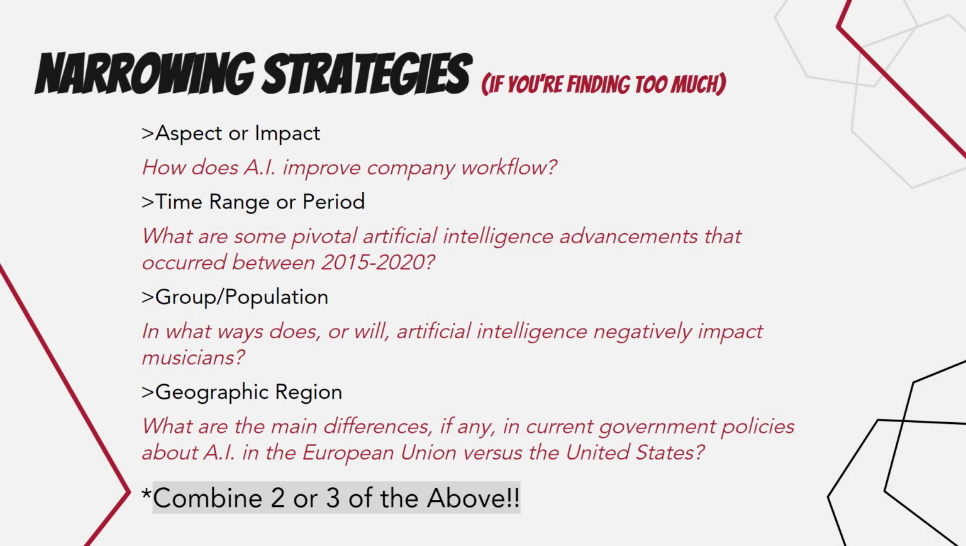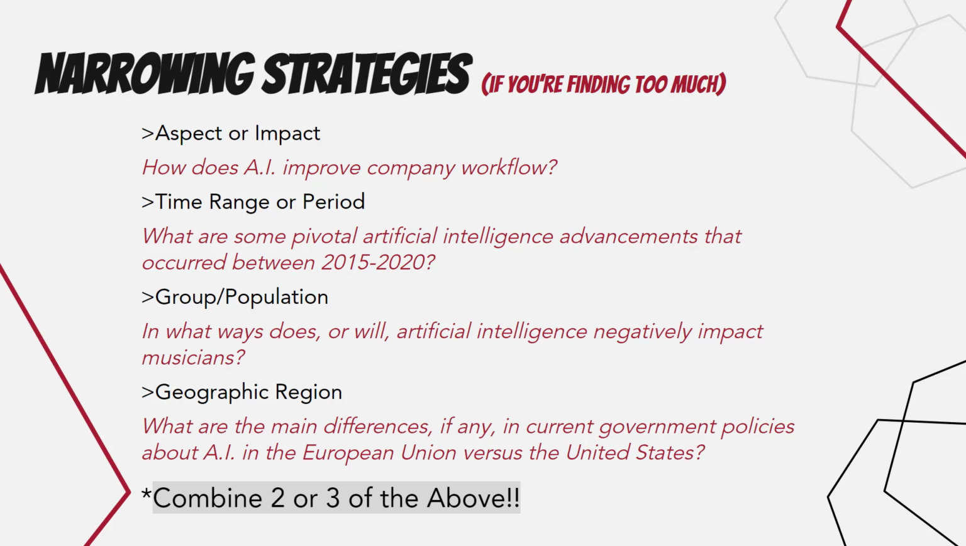You can narrow your topic by considering some of the following, and I'm going to use my example of a broad topic of artificial intelligence to illustrate each concept. So one thing you might consider is whether there's a specific aspect or impact area you can examine. For instance, how does AI impact a company's workflow? Or you might consider whether there's a specific time range you're interested in. For example, what pivotal AI advancements occurred between 2015 through 2020?